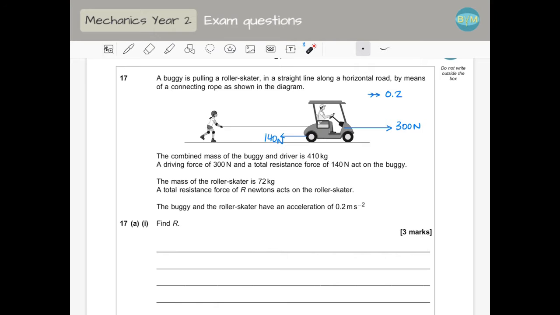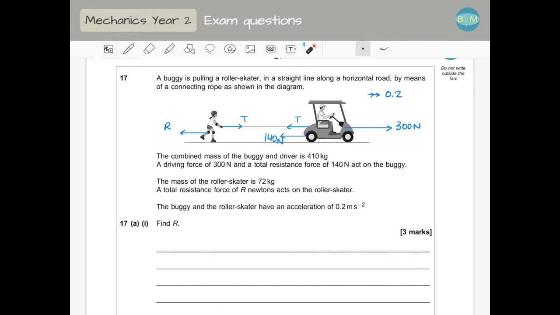Find R. What is R? Sorry, I didn't read this bit. The mass of the roller skater is 72 kilograms and a total resistance force of R newtons acts on the roller skater. So against the motion, the resistance force in this one is R, and we don't know that value. Then in the rope, we will have a tension pulling this way and a tension pulling this way.